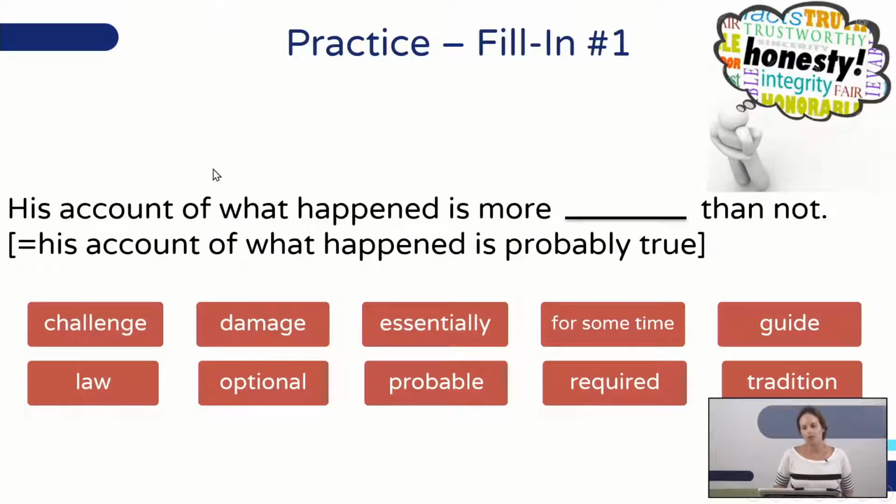Okay, now here I have 4 fill-in-the-blank sentences, okay? In red over here, you have the words that we just learned. So you need to choose one of the correct words to fill in the sentence. Number 1, his account of what happened is blank more than not. Okay, so what do you think the answer is? His account of what happened is more probable than not. Okay, so this sentence means his account of what happened is probably true.